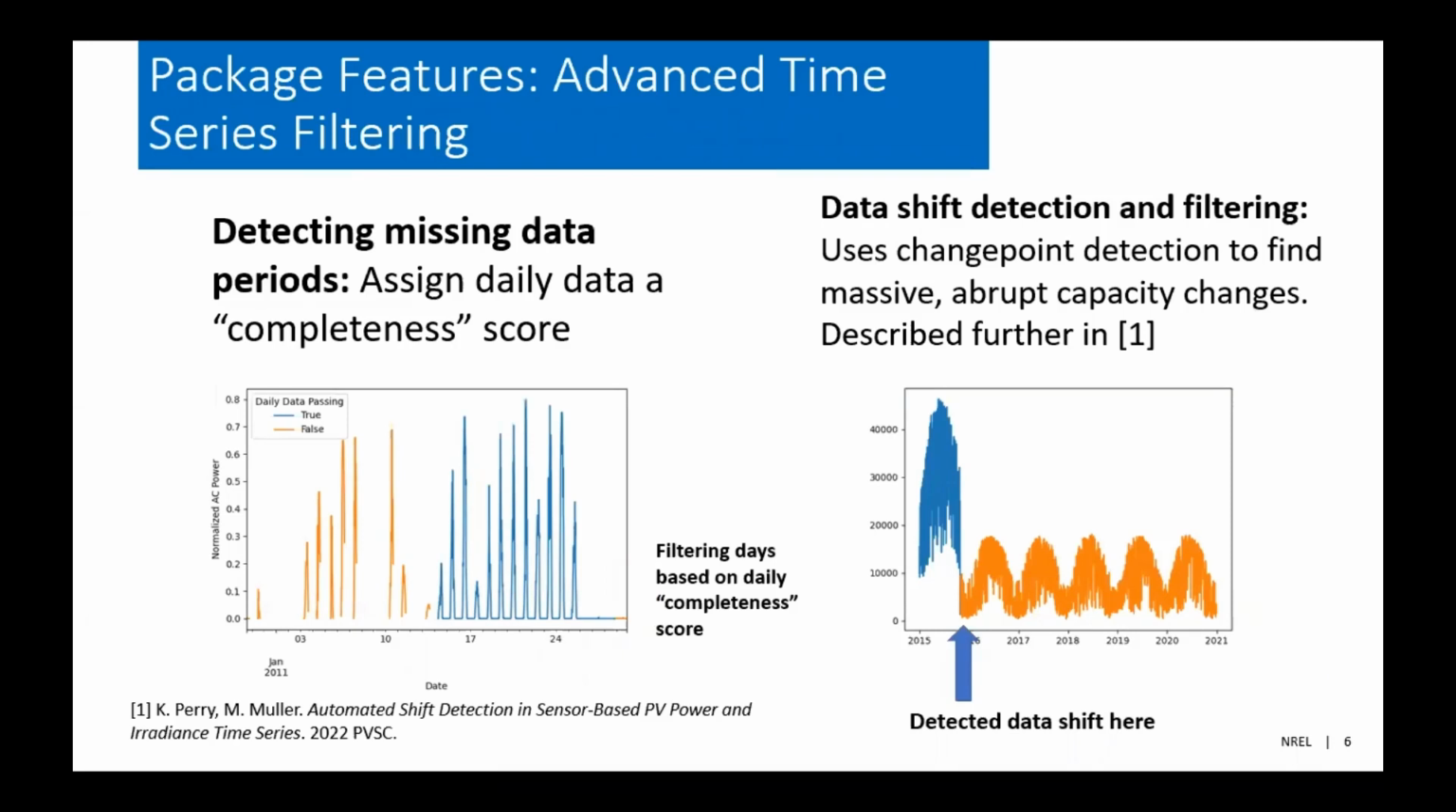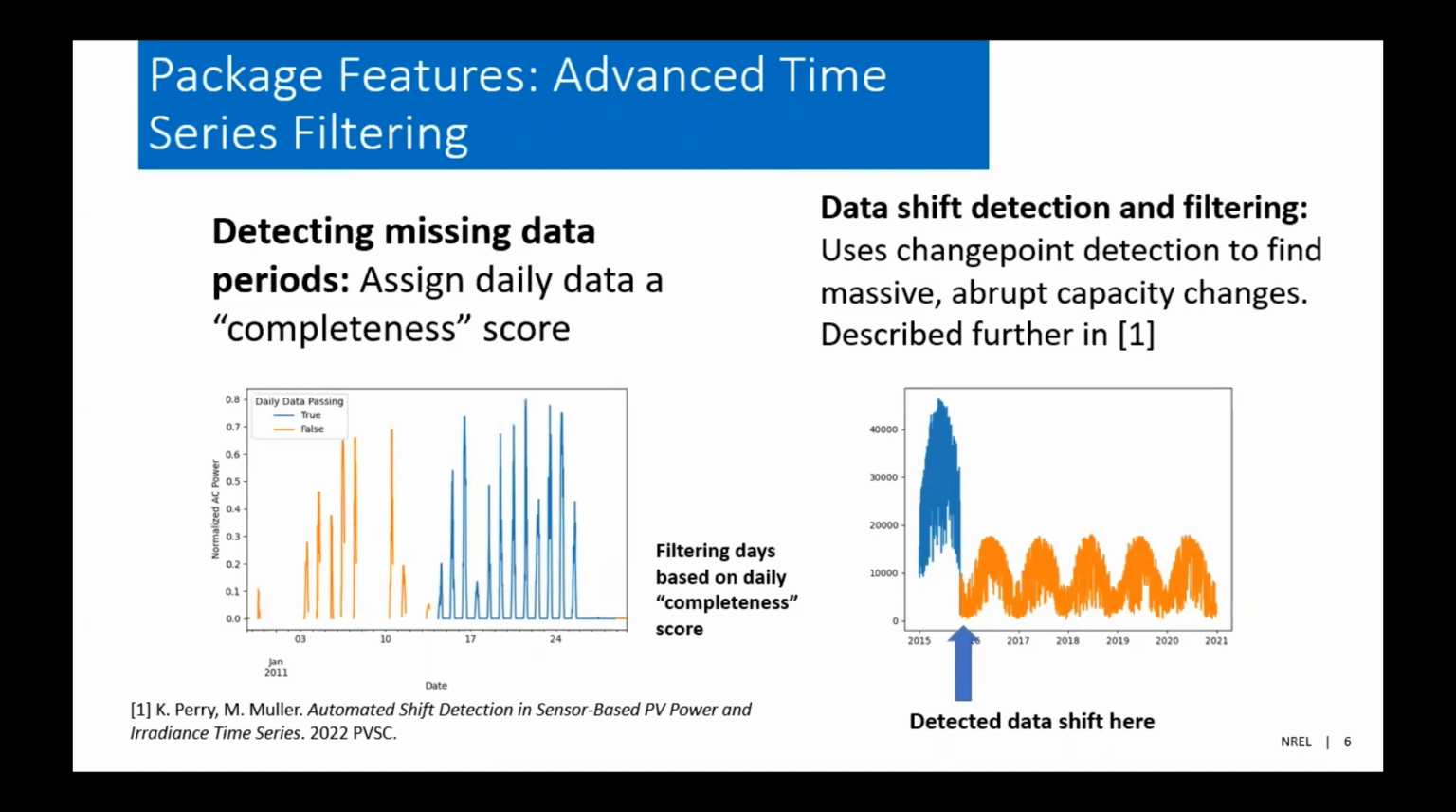Next up, we have a data shift detection and filtering algorithm. So I worked on this earlier this year and presented it at PVSC. A lot of the time series data can have massive data shifts or capacity changes happening. A lot of the time it occurs because of hardware configuration issues. So let's say somebody decides to change an AC power stream to an AC energy stream in their system. It changes by a factor of 4x. They don't account for it. We've seen it in time series data.